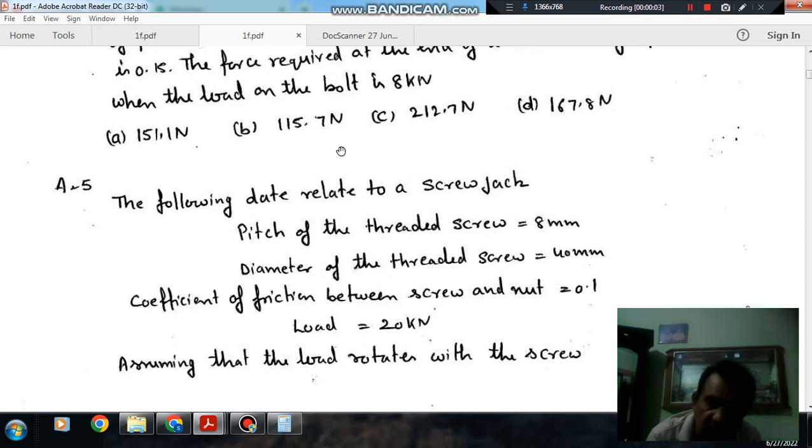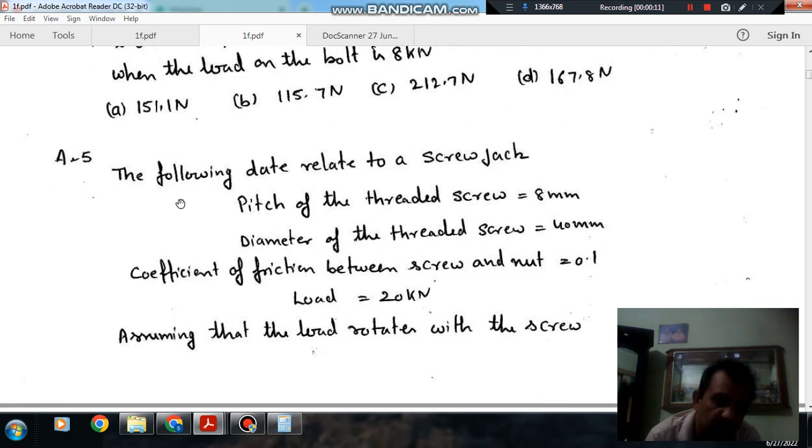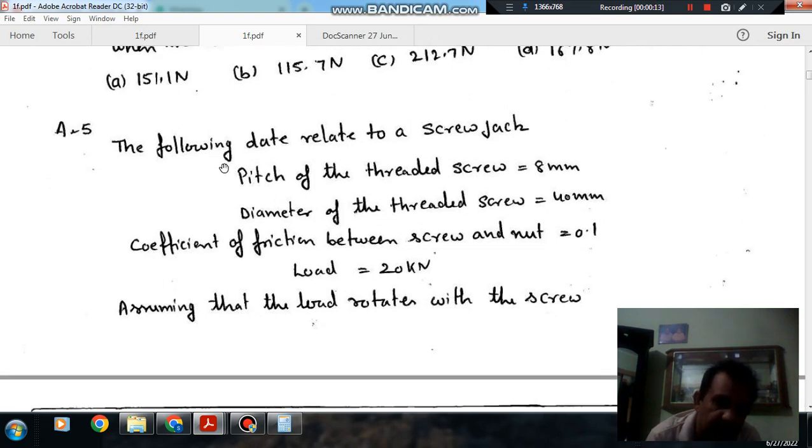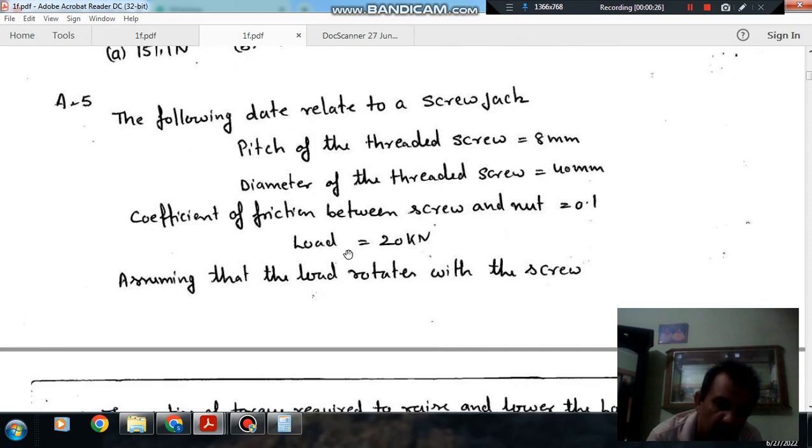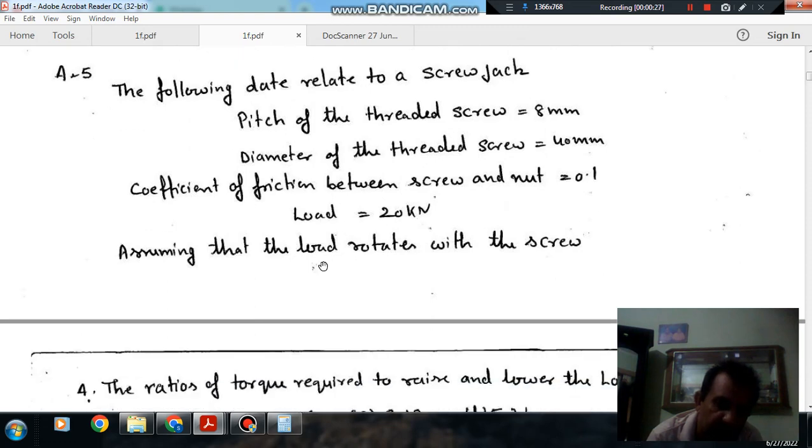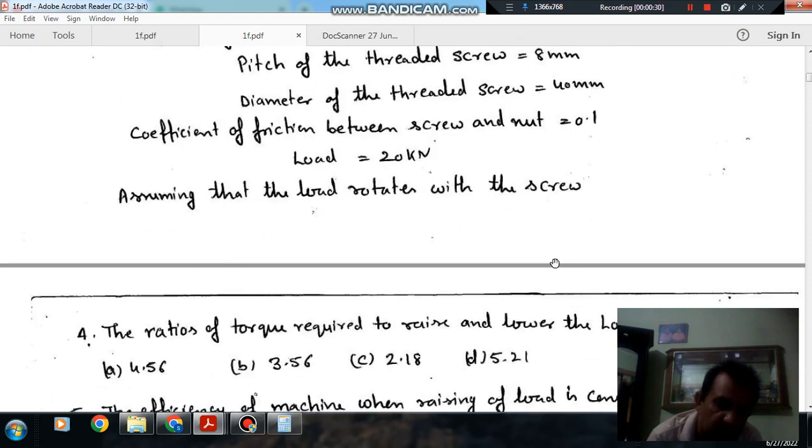Hello, welcome again. We are solving some questions of machines and the topic is friction and screw, bearing and clutches. Question number 4 and 5 carries a common statement. The following data relate to a screw jack: pitch of the threaded screw 8 mm, diameter of the threaded screw 40 mm, coefficient of friction between screw and nut 0.1, load 20 kN, assuming that the load rotates with the screw.